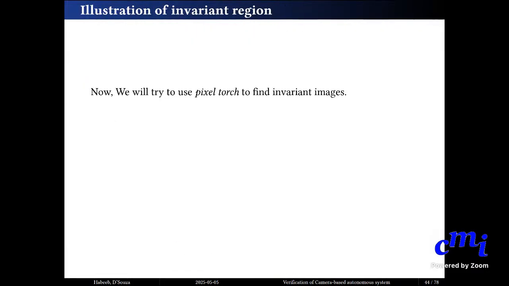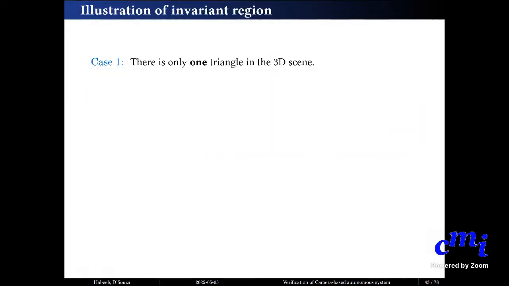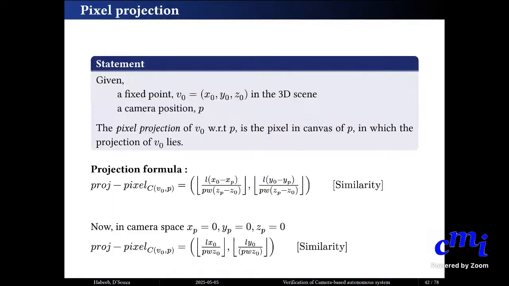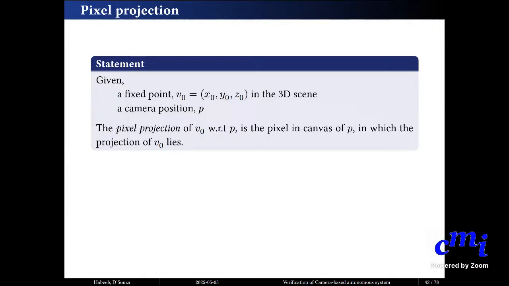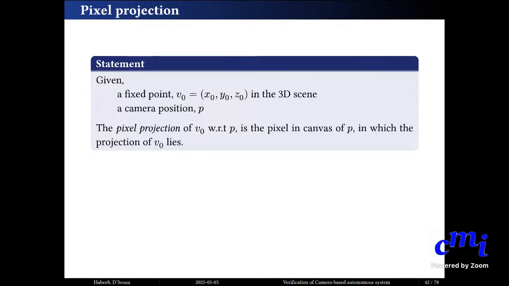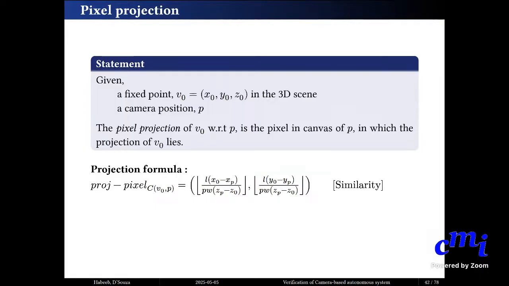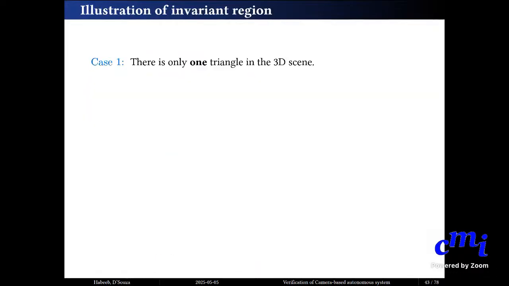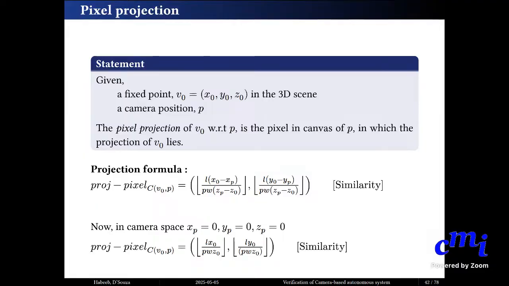Yes, sir. I just added this for the benefit of the person whom I'm presenting. These are not necessary. So I'll be defining a pixel torch AB, and then pixel projection. This is a normal function which projects any pixel onto the canvas. This is a repetition from before, just for recalling.